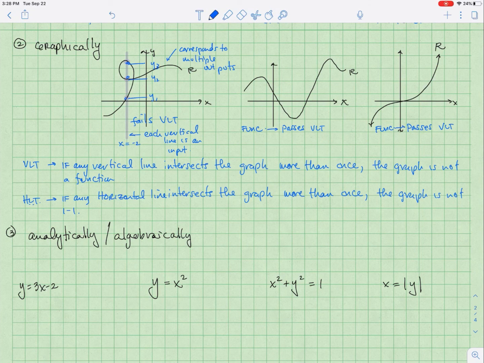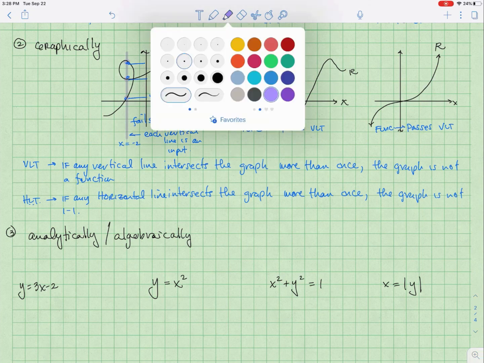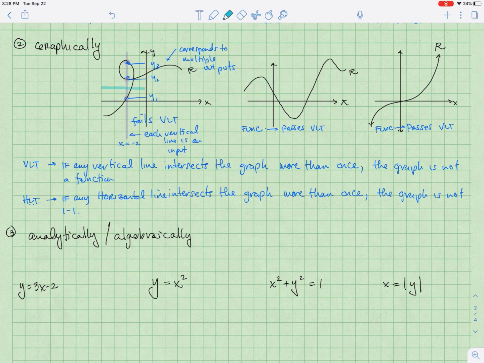And then we have the horizontal line test. If I draw a horizontal line, you can see that this one also fails the horizontal line test. And we might say that it's not one-to-one, but that's a little bit redundant because if you recall the definition of one-to-one, it first has to be a function. So there's no point in talking about the horizontal line test on this graph since it already doesn't pass the vertical line test.